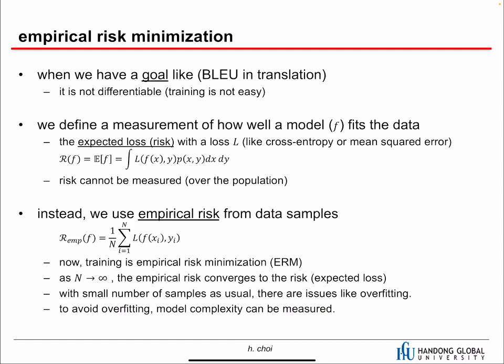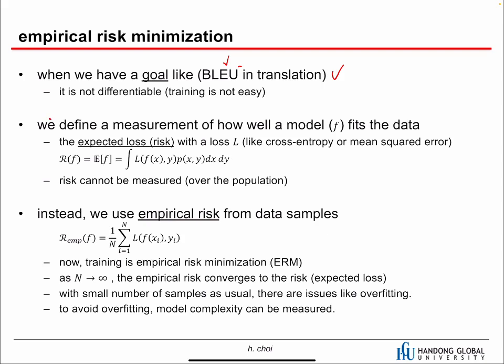Okay, so let's talk about risk and empirical risk. Basically, when we have some task, then we have a goal. If it is a translation task, then we have a BLEU score. Usually the BLEU score is not differentiable. So even though this is what we want, this is not something that we can use in machine learning. Basically, we can use this in reinforcement learning, but this is not differentiable, so it's not easy.